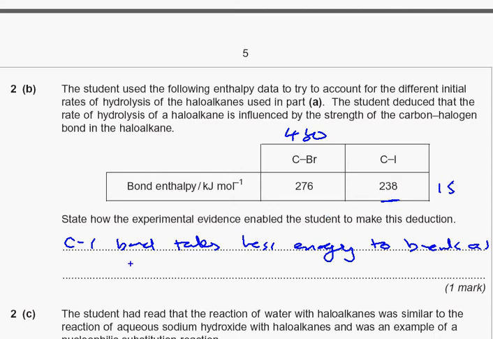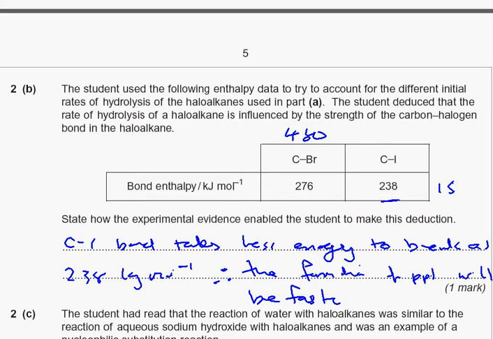It's 238 kilojoules per mole. And therefore, if it's easier to break, the formation of the precipitate will be faster. Okay. Let's switch that up.